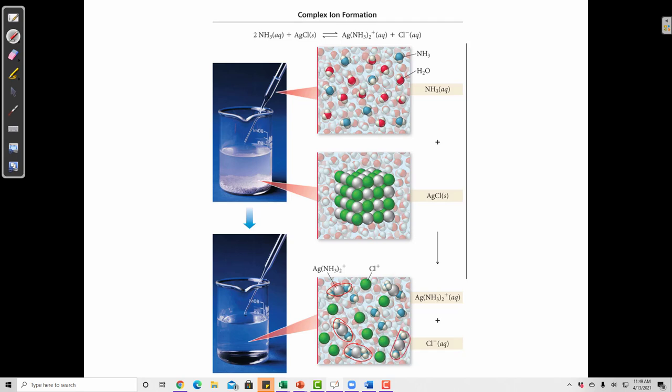So now we're making all of these complexes. There is no silver plus. Silver plus doesn't exist by itself. It always exists in these complex ions with ammonia. And then the Cl minus just floats around by itself, balancing the charge with this complex ion.